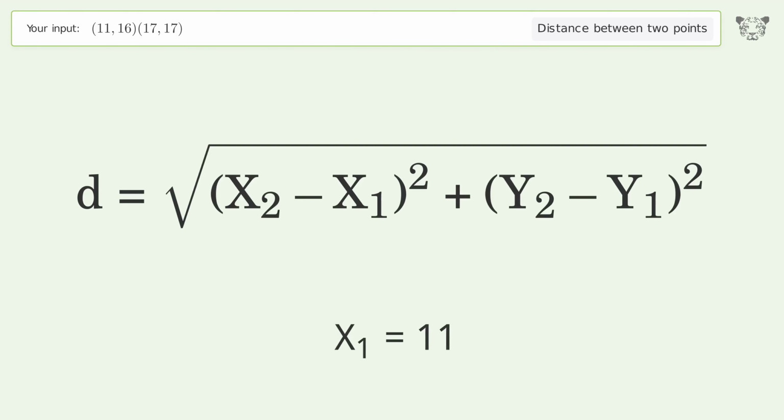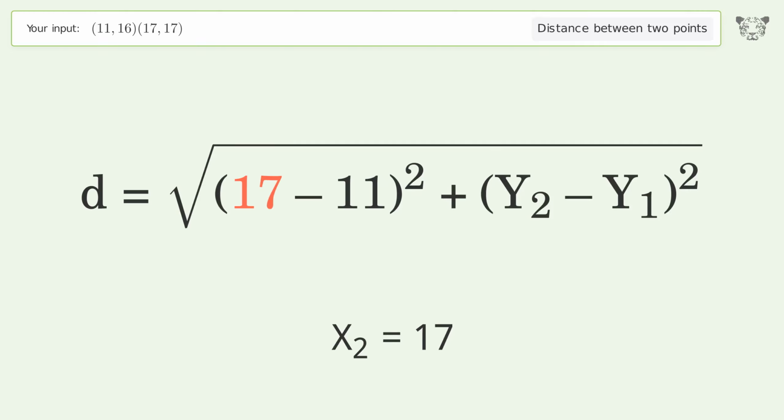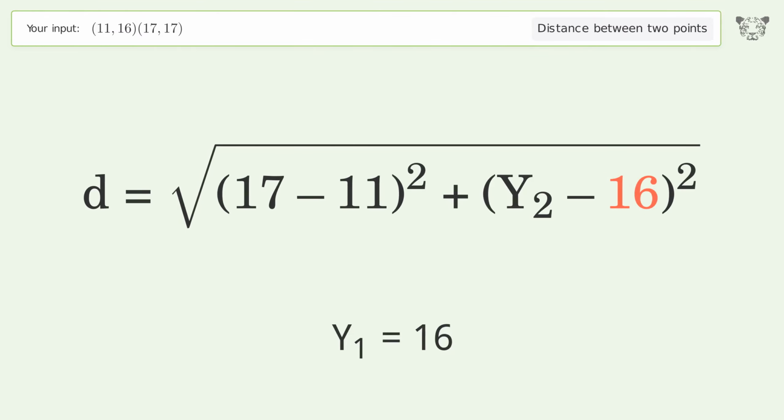x1 equals 11. x2 equals 17. y1 equals 16. y2 equals 17.